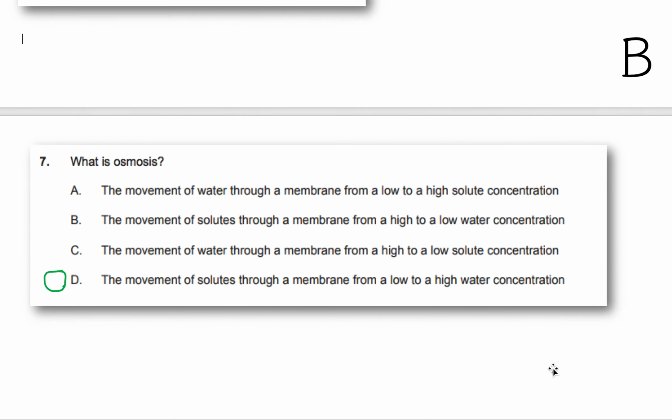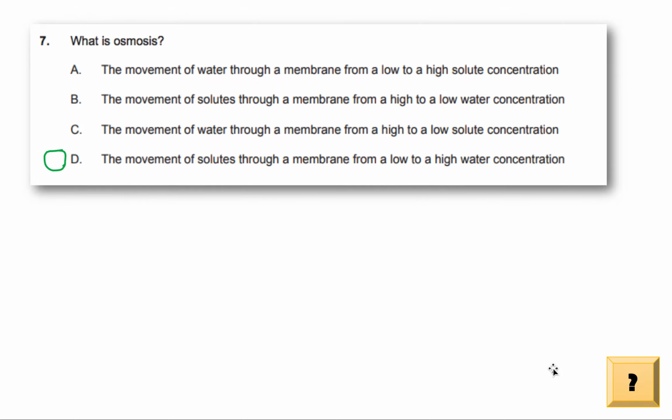Okay, here we have a definition question. So what is osmosis? I'm just going to quickly read through them and pick out the right one for you, and then I'll explain why. Okay, it happens to be A. The movement of water through a membrane from a low to high solute concentration.